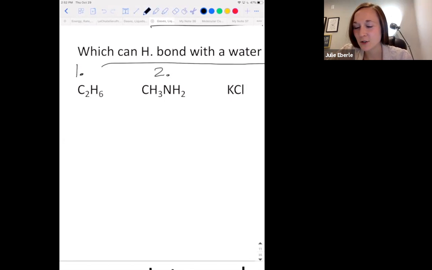What do y'all think about C2H6? Can it hydrogen bond? Sarah says no. Dakota says it's nonpolar. I agree.